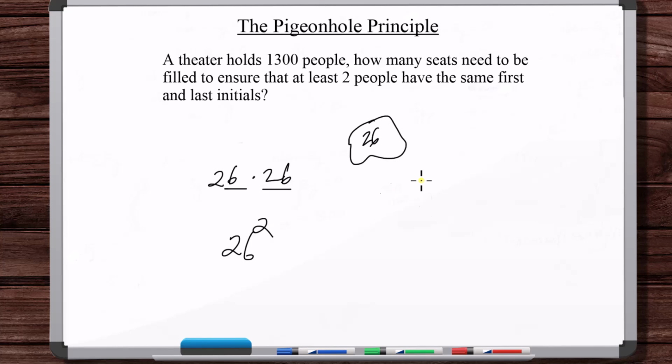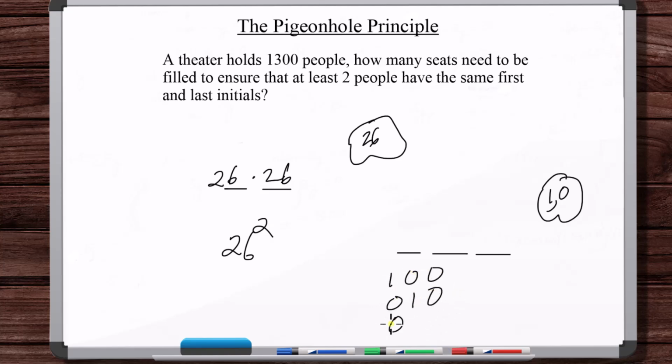It would be like if we were doing a string of 3 bits, picking from a 1 and a 0. You could have 1 0 0, 0 0 1, 0 0 0, 0 1 1, 0 1 0, 1 1 1, 1 0 1, 1 1 0, and that's it. There's 8. It's 2 to the 3rd power, 8.